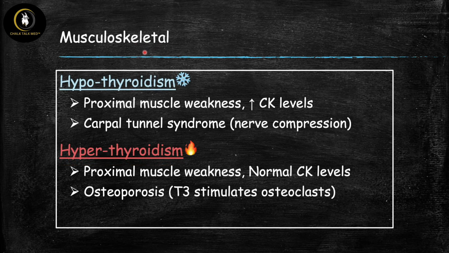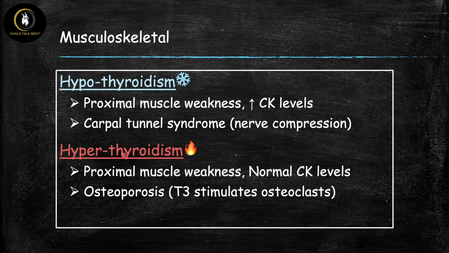Okay, let's talk about the musculoskeletal system. So in both hypo and hyper, we have proximal muscle weakness, but the key difference is that in hypothyroidism, the CK levels are elevated, whereas in hyperthyroidism, the CK levels are normal. Another important distinction is that in hypothyroidism, it can be associated with carpal tunnel syndrome, which is compression of the median nerve, and this is caused by edema that I'm going to talk about shortly.